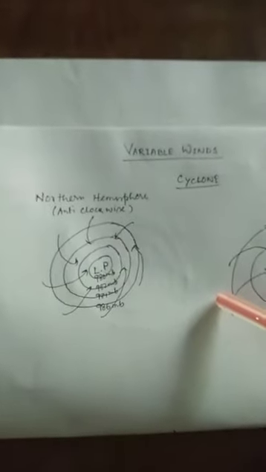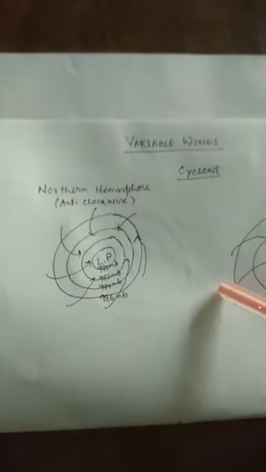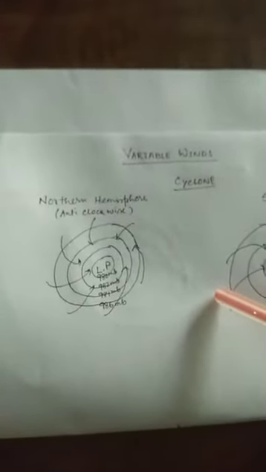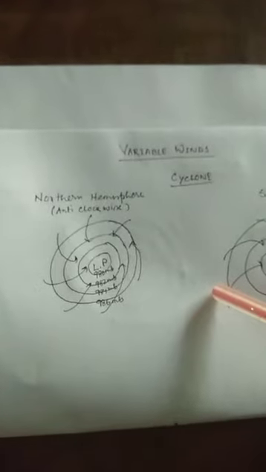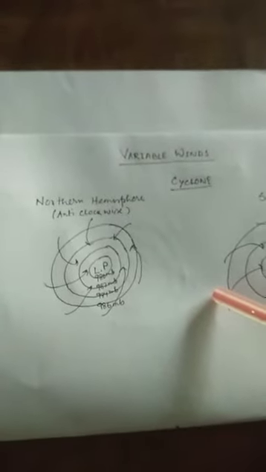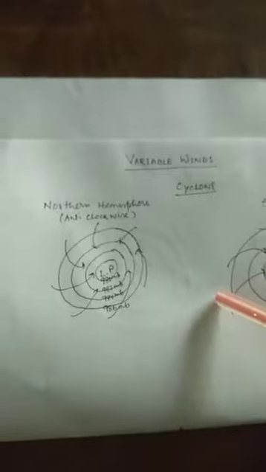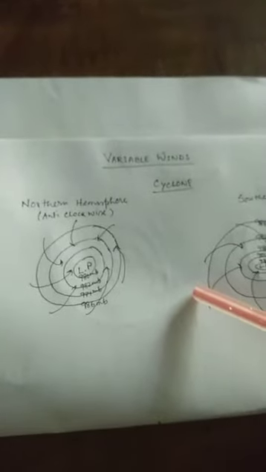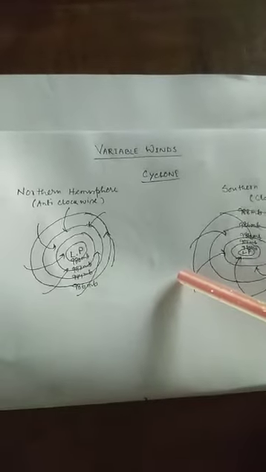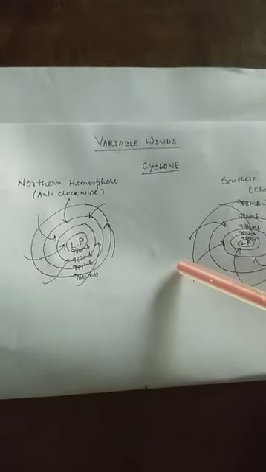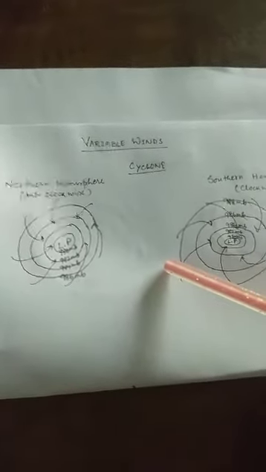And then the types of cyclone. Cyclones are mainly two types: one is tropical cyclone and the other is temperate cyclone. Tropical cyclones are those mainly formed in the tropical region, and temperate cyclones are those formed in the temperate region. Now, some characteristics of cyclone.